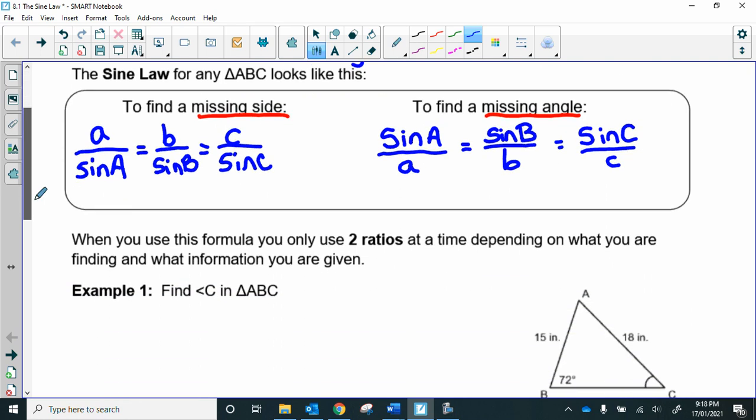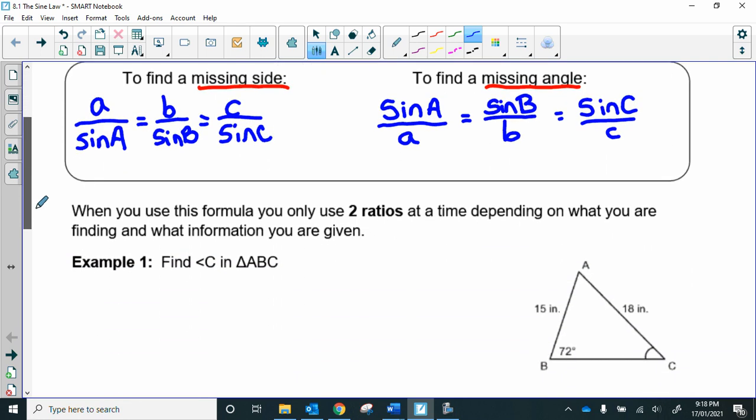When you use this formula, you only use two of the ratios at a time, depending on what you're finding and what information you're given. You're not going to use all three of these. You're going to pick two of them and then solve. I'll show you what I mean here.